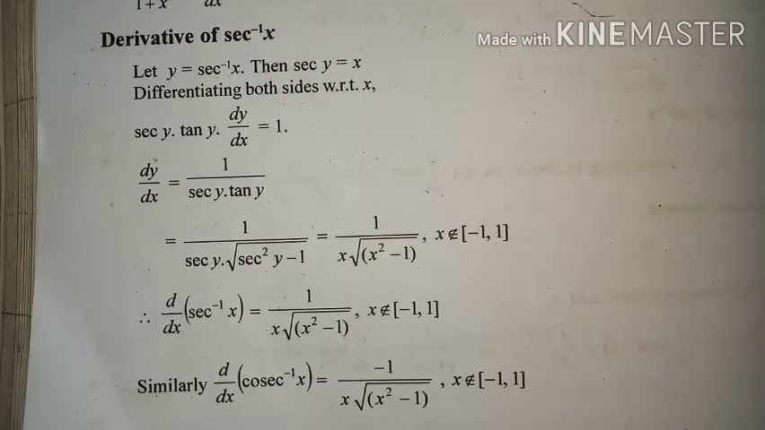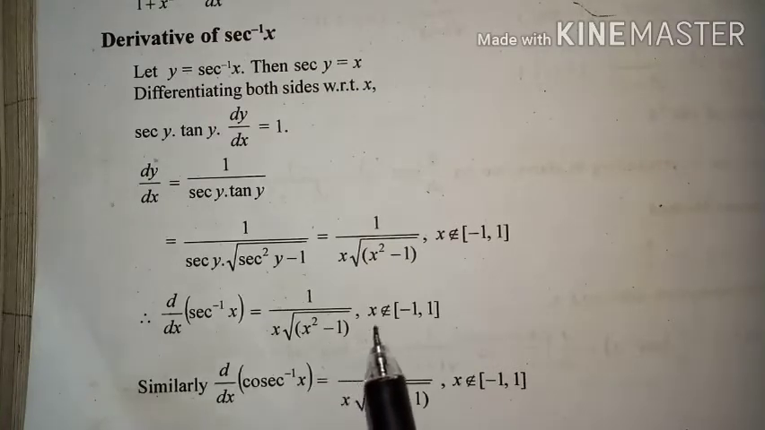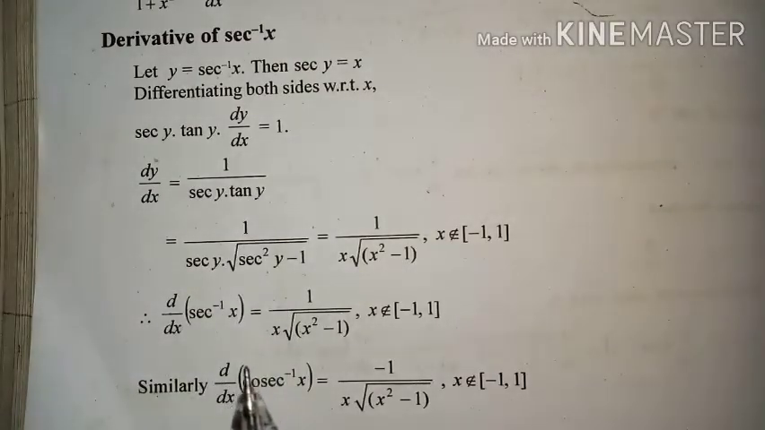X should not belong to this range. So this is true. Similarly, you know that sec inverse of x plus cosec inverse of x is pi by 2, right? So the derivative of cosec inverse will be minus 1 upon x into square root of x square minus 1. So this is your derivative of sec inverse of x.